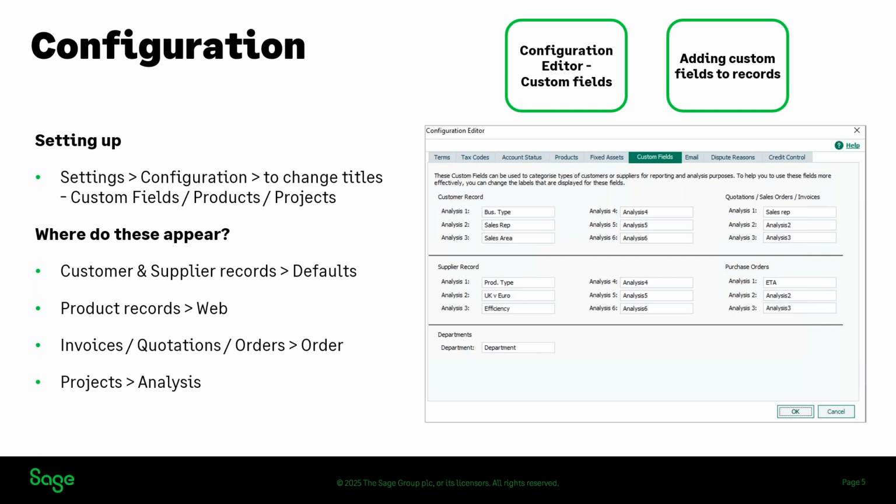In invoices, quotations, and orders, you will find it in the order tab. And then within projects, you'll find it in the project and analysis tab in the project record.